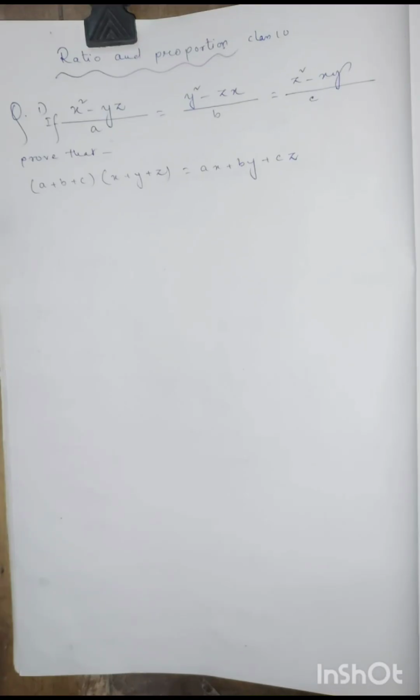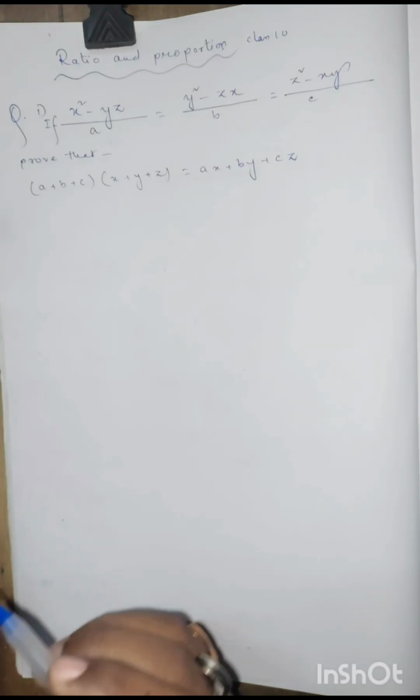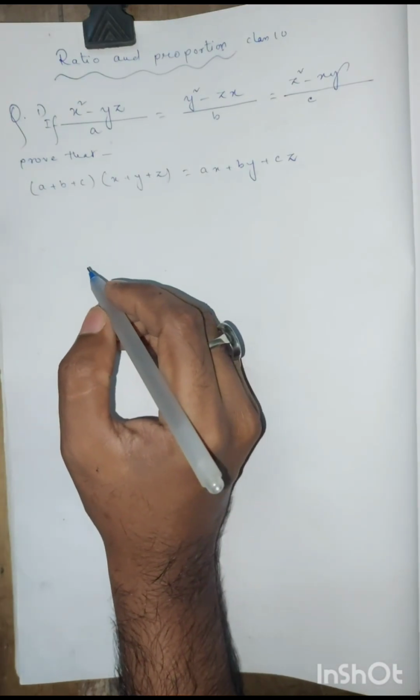which says if (x square minus yz) by a equal to (y square minus zx) by b equal to (z square minus xy) by c, then prove that (a plus b plus c) into (x plus y plus z) is equal to ax plus by plus cz. So let us start it. Let us use the given information.